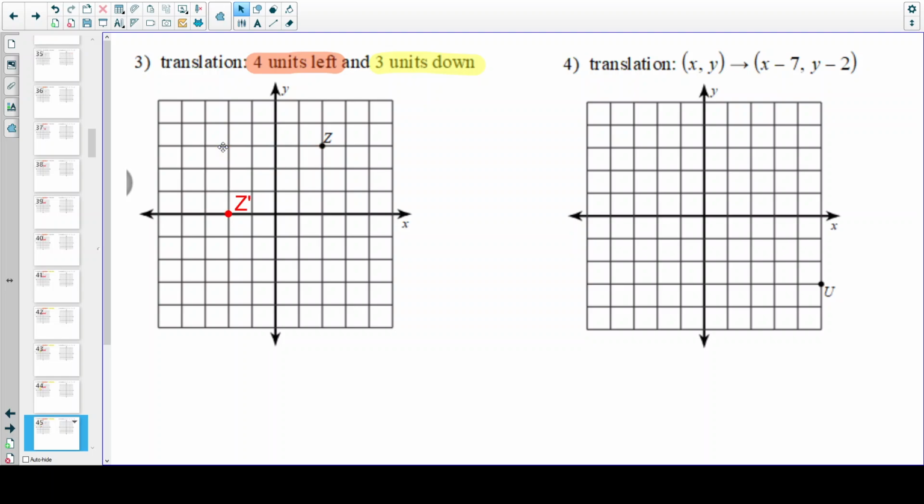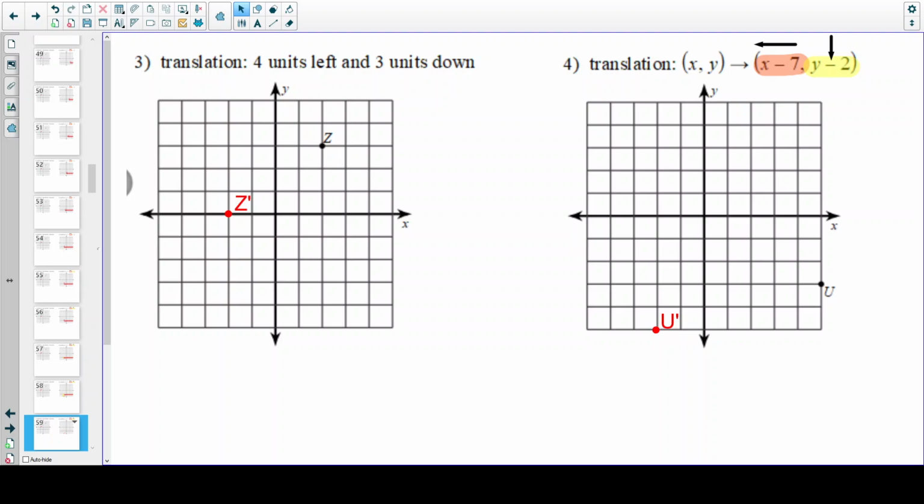There's your Z prime. So what does it mean if we're looking over here at x minus 7? Well, that means that we need to take this U and go to the left 7 spots. And then if it's y minus 2, again, that's your vertical axis saying please go down 2 spots. So 1, 2. I'm going to back that up. See how we went down 1, 2.